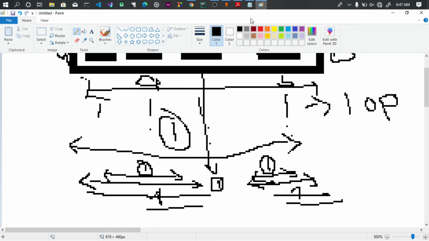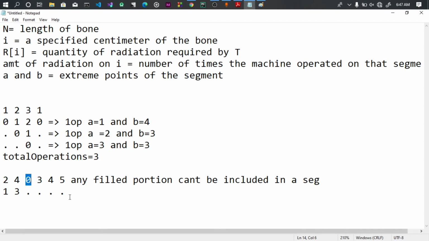So going back to our values, we have filled this part, and this is one operation. We can't move on to this side because it's not part of this segment here. So our number of operations here is going to be equal to one operation, where we're considering A to be equal to 1 and B to be equal to 2, since the third part is filled.